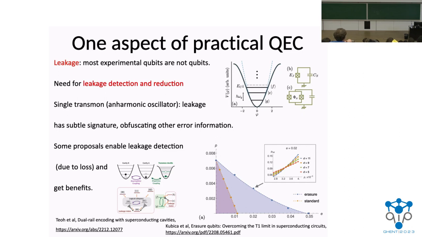And this is a plot. This is from a different paper, which proposes a similar idea but using transmon qubits, slightly different, also using dual rail encoding. But what this plot shows is regions, and these regions are below threshold. And here is an error probability P.